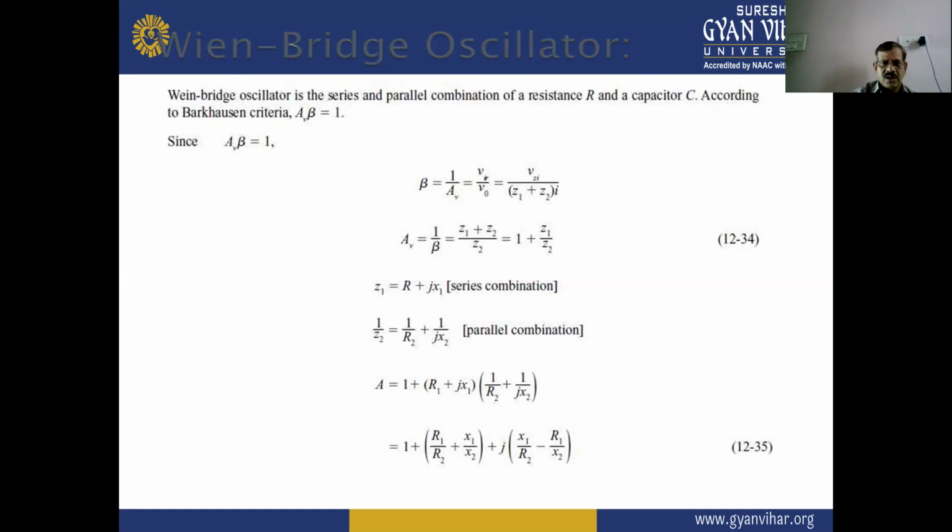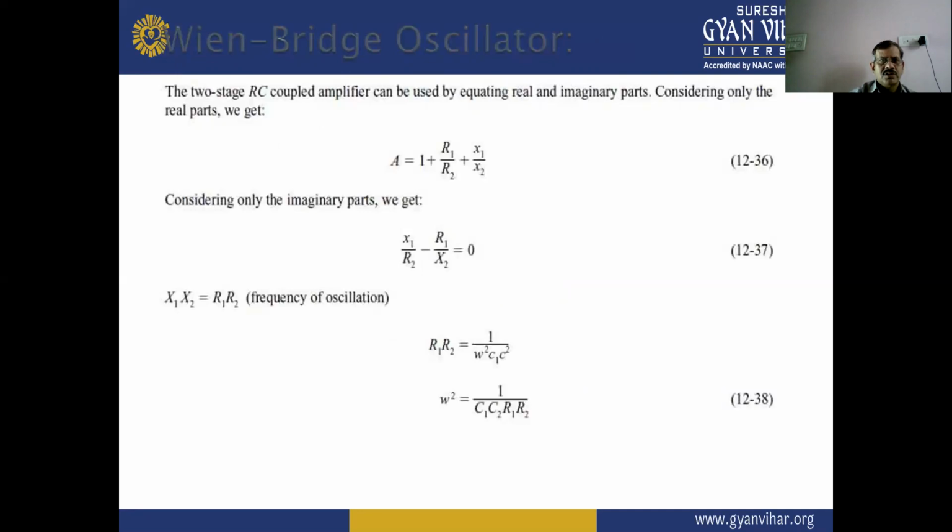So this is the A. The two-stage RC coupled amplifier can be analyzed by equating real and imaginary parts. Considering only the real part, we have A equal to 1 plus R1 over R2 plus X1 over X2. This is the real part of the given equation. And second is the imaginary part, that is X1 upon X2 minus R1 upon X2 equal to 0.